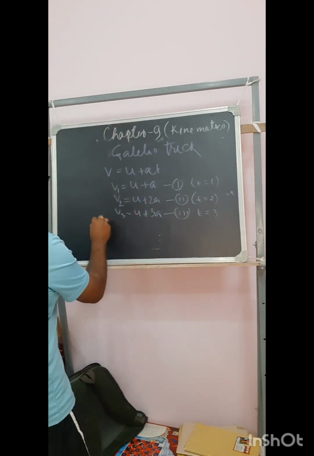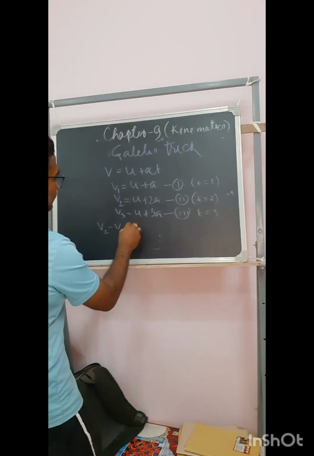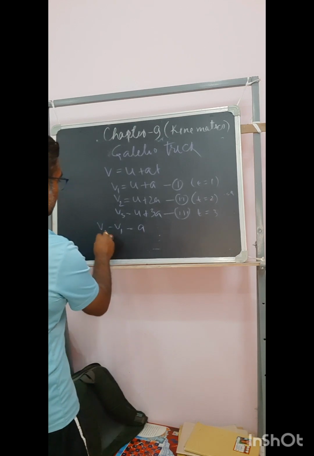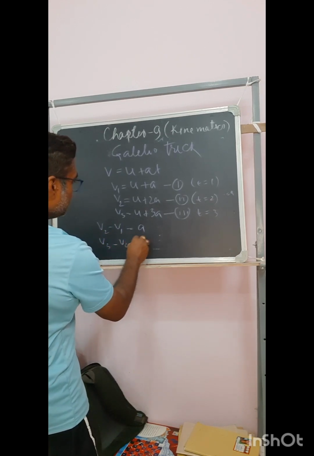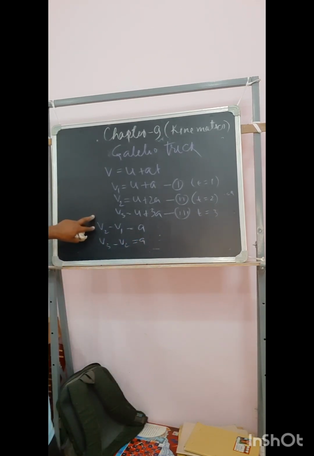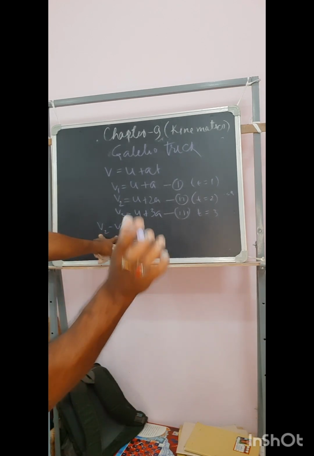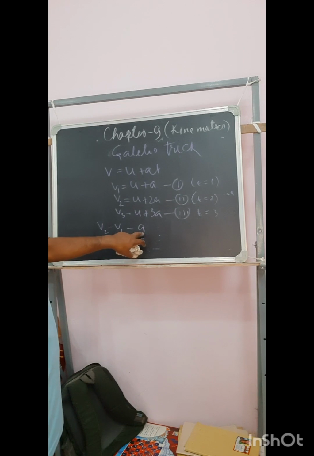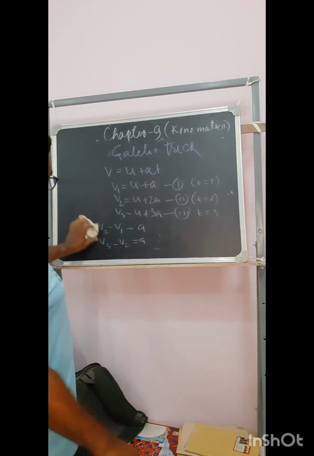So what is the difference between v2 and v1? It is equal to a, and v3 minus v2 is also a. So that means it is also true that the velocity change in between any equal span is constant. Okay.